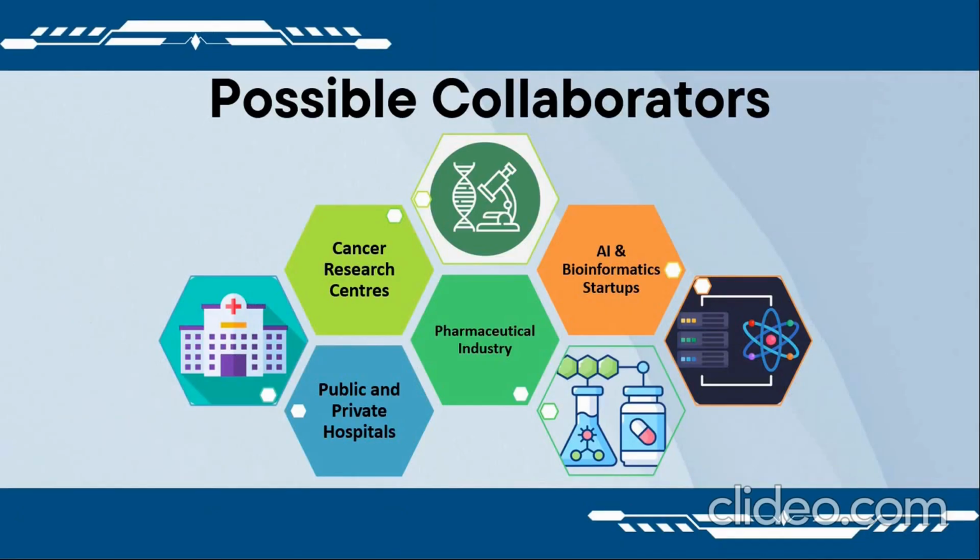Possible collaborators. To make this real, we need the right partners. For example, hospitals for clinical data and direct patient impact, cancer research centers to validate and deepen biological insight, the pharmaceutical industry to speed up targeted drug development, and AI and bioinformatics startups to scale and adopt the framework. Together, we can move precision oncology from theory to practice.